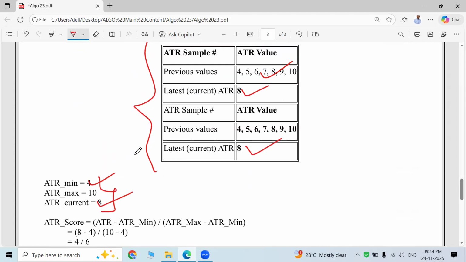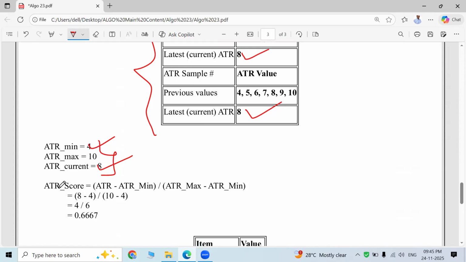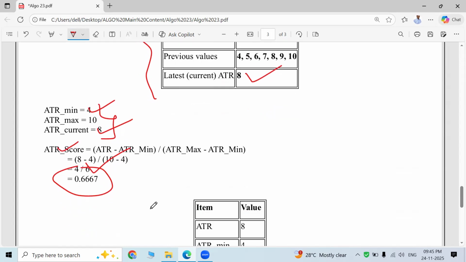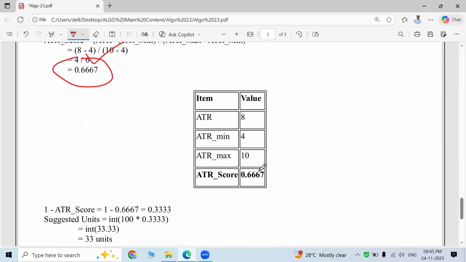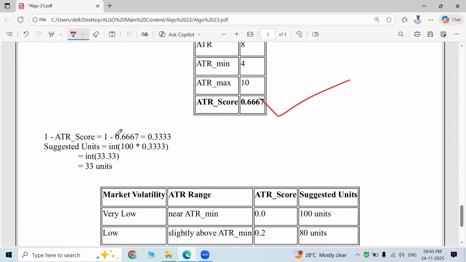is 8. So first we will find the ATR score, that is ATR minus ATR minimum, divided by ATR max minus ATR minimum. So we are going to get the value 0.66. Once we get this ATR score, we are going to subtract it from 1, so 1 minus 0.66, and take the integer of it multiplied by 100. So this comes out to be 33.33, but we cannot trade 33.33 quantity in the market, so we are going to find the integer of it.